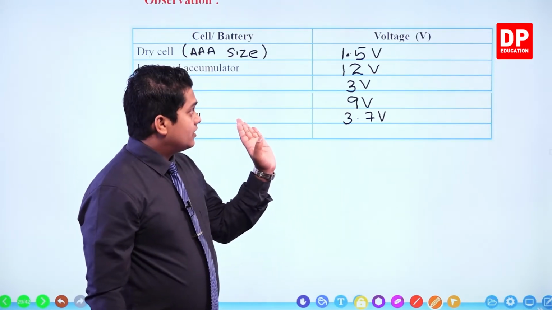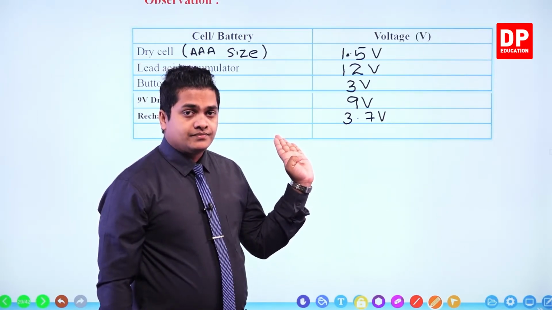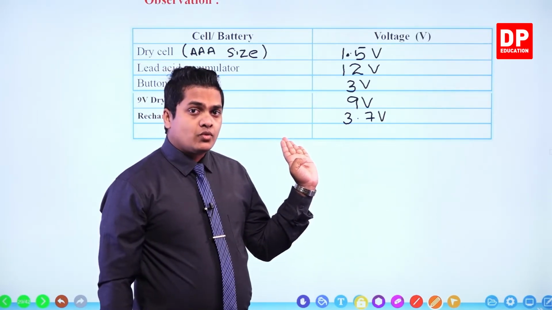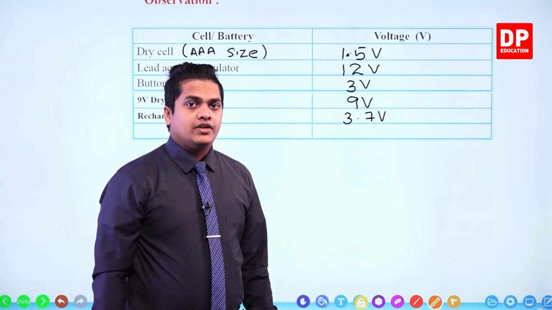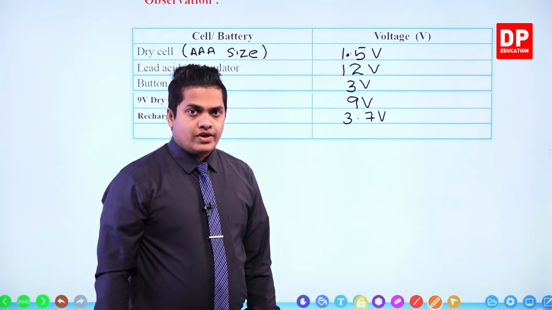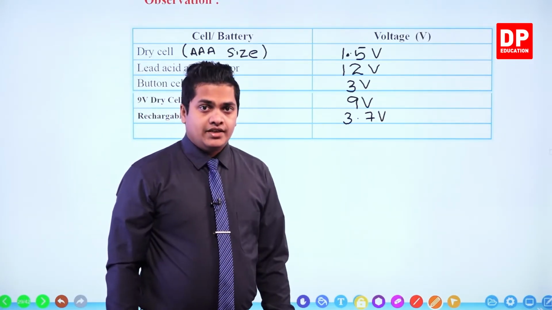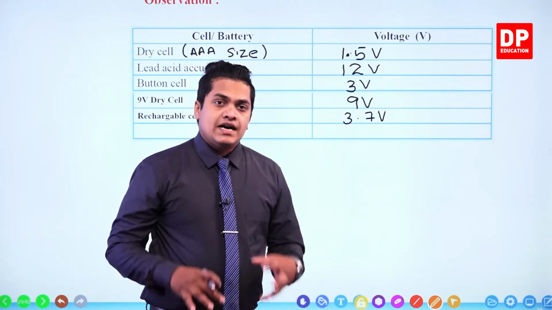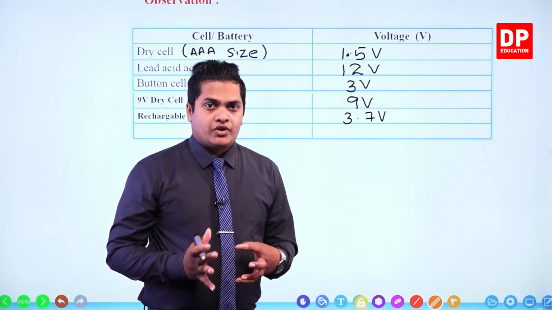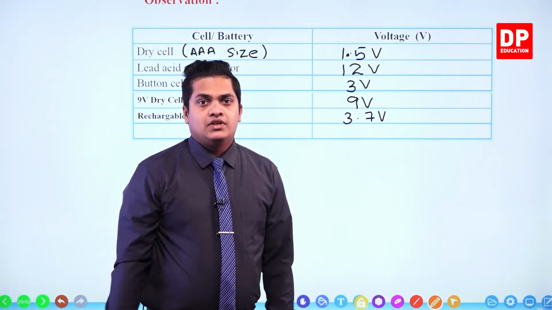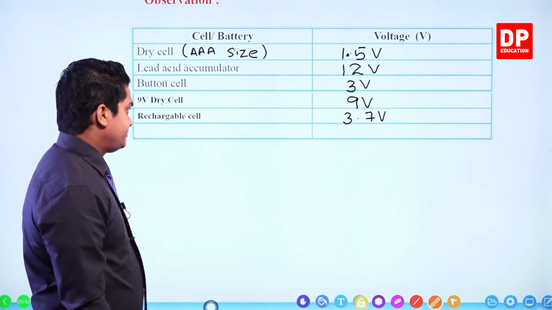So you could observe that very clearly with the lead acid accumulator. There was about 12.7, 12.6 volts, but the voltage printed on the lead acid accumulator was 12 volts, right? So I have mentioned 12 volts in here also. So these are the values of the voltage or the potential difference in different types of dry cells and batteries, right?